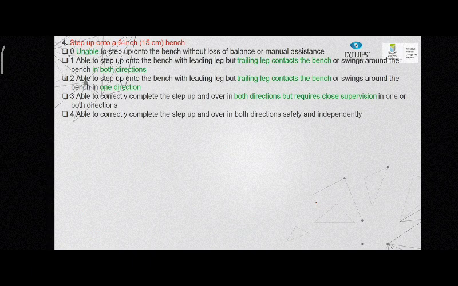Coming to the next part. We ask the patient to step up on a 6-inch bench.